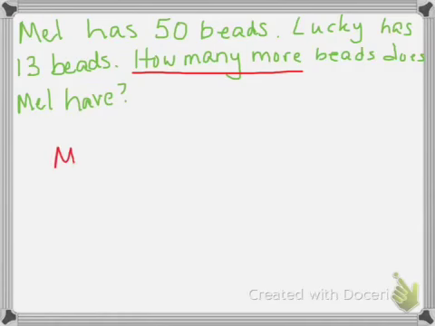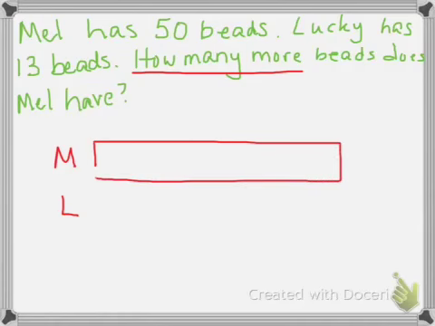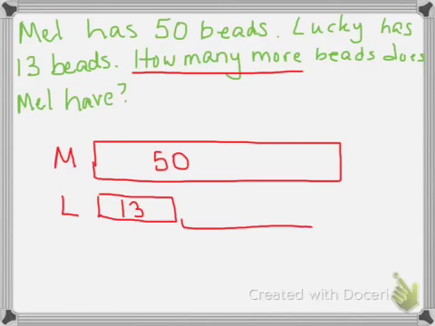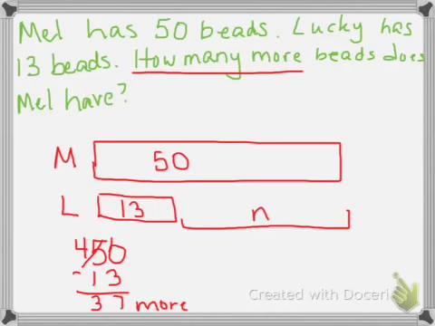So I'm going to write down my 2 people I'm comparing, Mel and Lucky, and I know that Mel has 50 total beads. And then I know that Lucky has 13 beads. So with this type of problem, we want to find out what is the difference between 50 and 13. So using that bar model, I know that I'm going to subtract. And then when I subtract, I get 37 more beads.